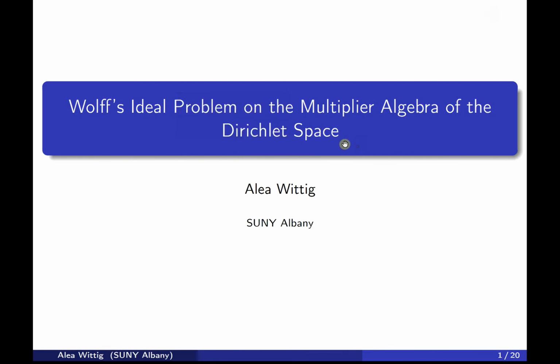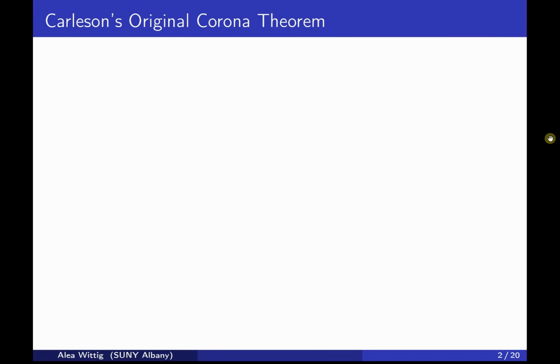Hello, my name is Aaliyah Wittig, and I am a math PhD student at SUNY Albany, and I'm going to be talking about Wolff's ideal problem on the multiplier algebra of the Dirichlet space, which is a problem related to the corona theorem. So first we start with Carlson's original corona theorem.